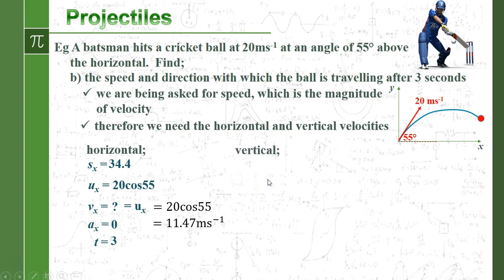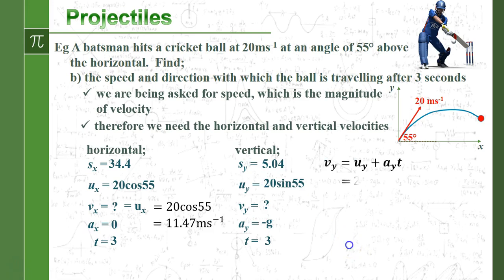Moving on to our vertical velocities, off we go again with the information that we've got, and we've got v equals u plus at. Plug in the values, 20 sine 55 minus g times 3, and we've got minus 13.01. That bears out what I said previously, I suspect the ball was on its way back down. So the vertical velocity is negative because it's travelling downwards after 3 seconds.